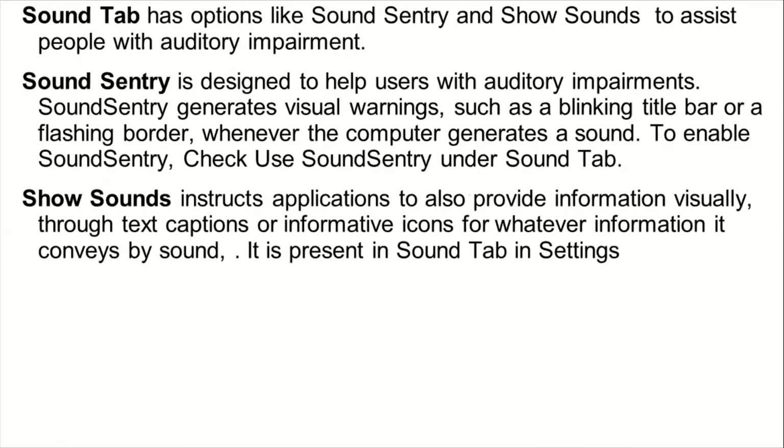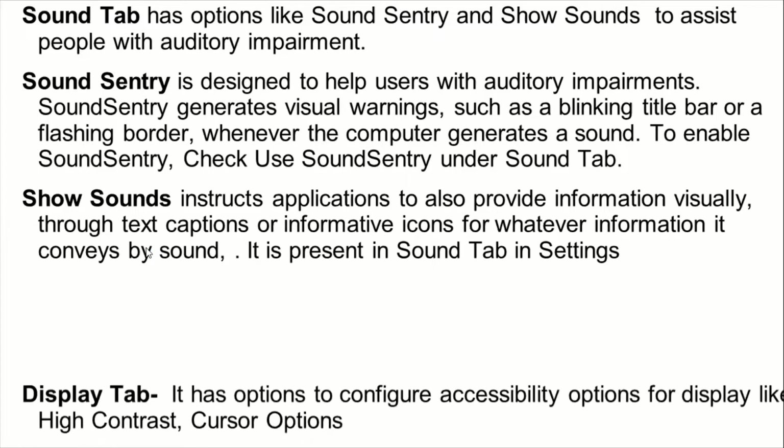Show sound. This is also used for people with auditory impairment. It is used to provide information visually through text captions or informative icons for whatever information it conveys by sound. This is also present in the sound tab. So those people who are having hearing impairment, if computer is providing some information through sound, it will also provide text captions or icons for it.